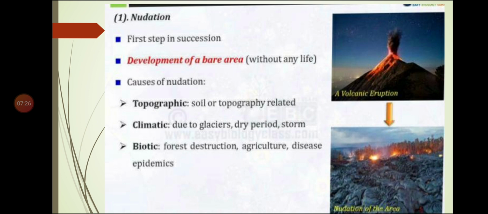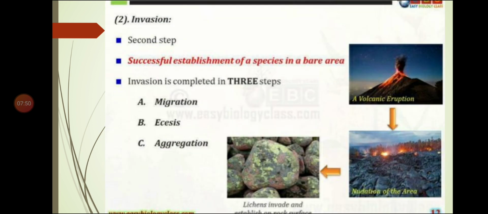There are some causes of nudation: topographic, climatic, and biotic. There is no need to study these causes in detail. Just study the definition of nudation, that is development of a bare area which exists without any life. The second step is invasion. Invasion means successful establishment of species in a bare area. In the first step we have the development of a bare area. In the second step, successful establishment of species takes place in that bare area.